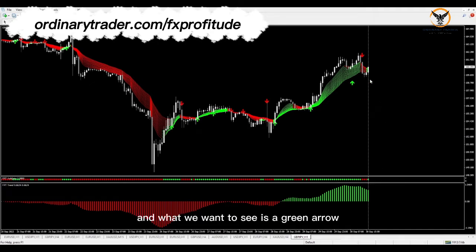and what we want to see is a green arrow under the price, one that looks like this previous one here. If we get a close in the area that the price is currently at, and we get that arrow, I will be placing a buy trade.